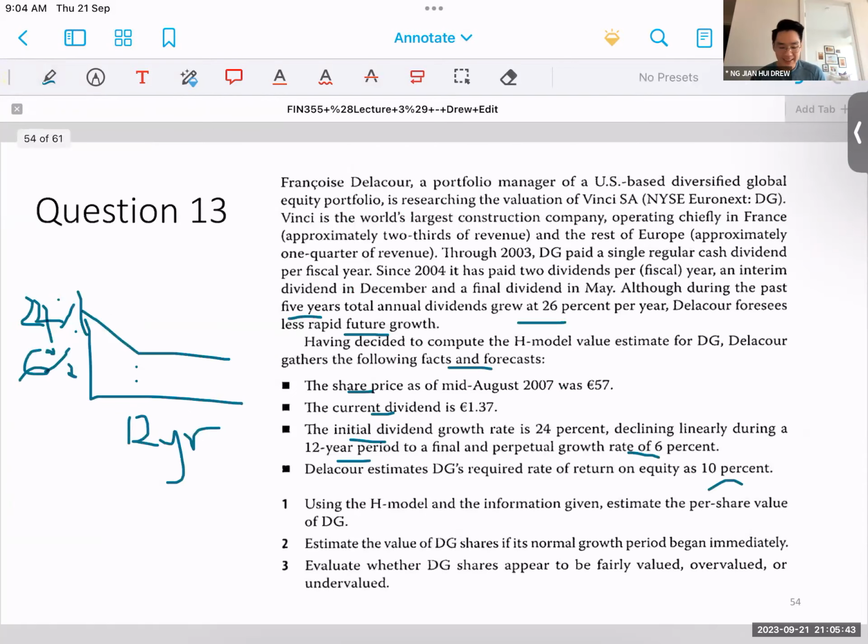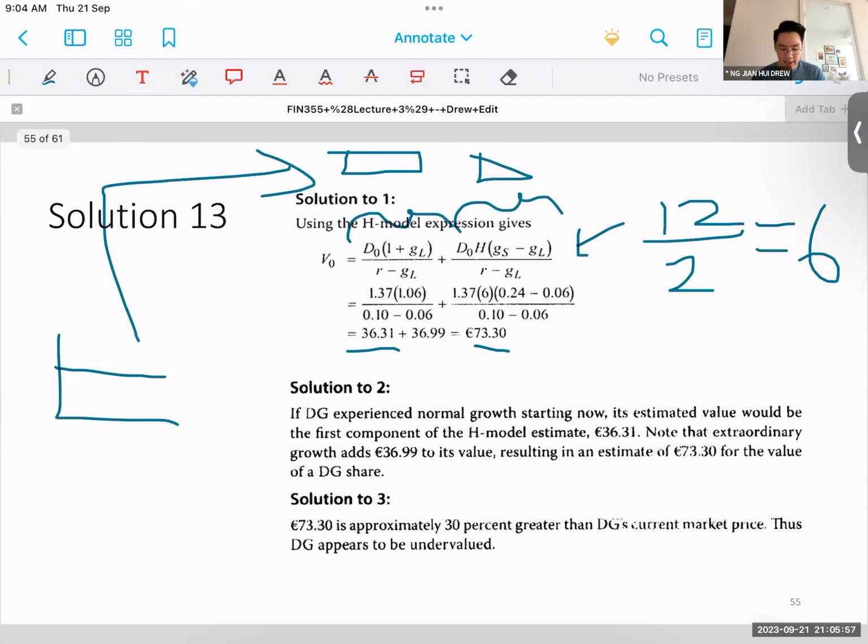Rectangle. Yeah. So evaluate whether the share appears fairly valued, overvalued, or undervalued. So we know the share price is 57 euros. Let's see what we get. We get 73.3. So this is undervalued, right? Because the price is lesser than what we calculated. So you should buy this share.